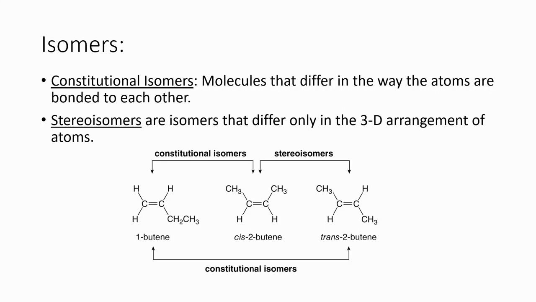This is the same connectivity, but this molecule is locked in the trans position. These methyl groups are on opposite sides of the double bond, so that would be trans-2-butene. So the only difference is the 3D arrangement. Either the methyl groups are locked on the same side, or in trans-2-butene, they're locked on the opposite side. Do you see that pattern?